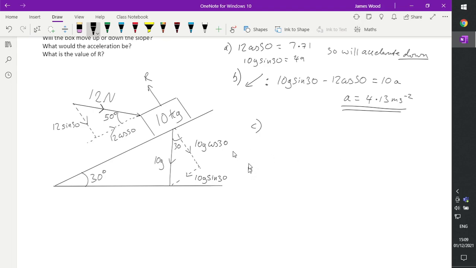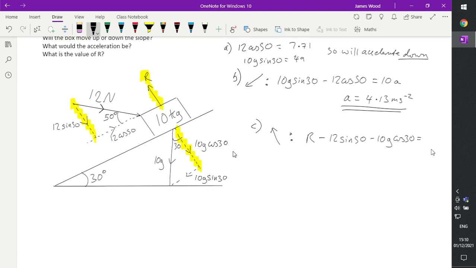For the last part, I've got to try and work out R. So to do that, I need to look at all of the forces that are acting perpendicular to the slope. Okay, so in that sort of direction, perpendicular to the slope. So that's going to be this force here. It's also going to be that force there, and it's going to be that force there. Those are the three that are all acting perpendicular to the slope. If I take towards the top left as being positive, then I would have R, and it's going to be minus 12 sine 50, because that goes the opposite way. And it's going to be minus 10g cos 30.